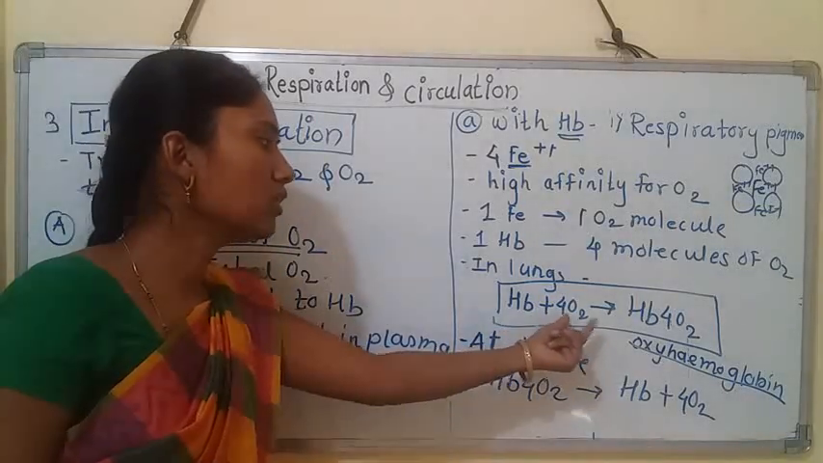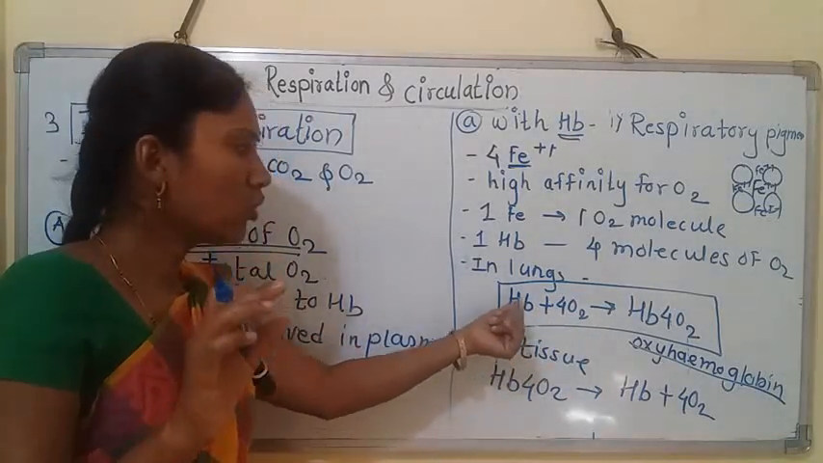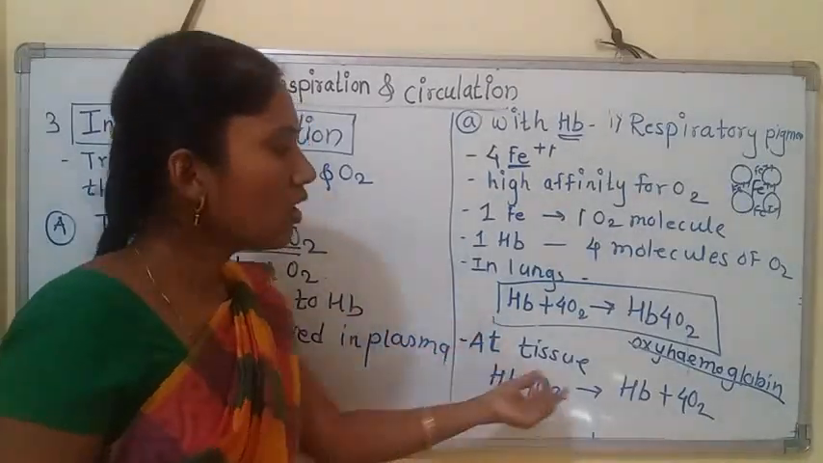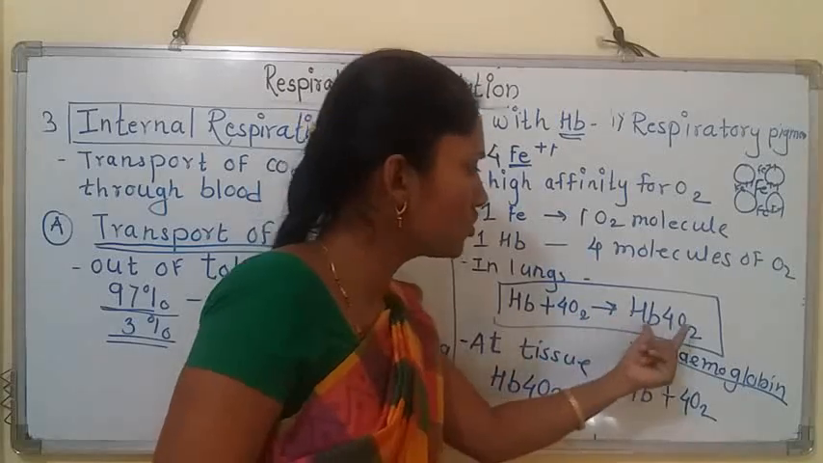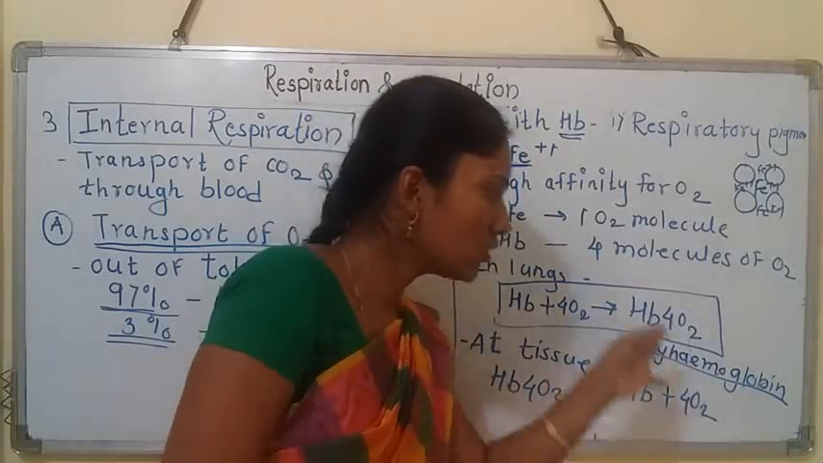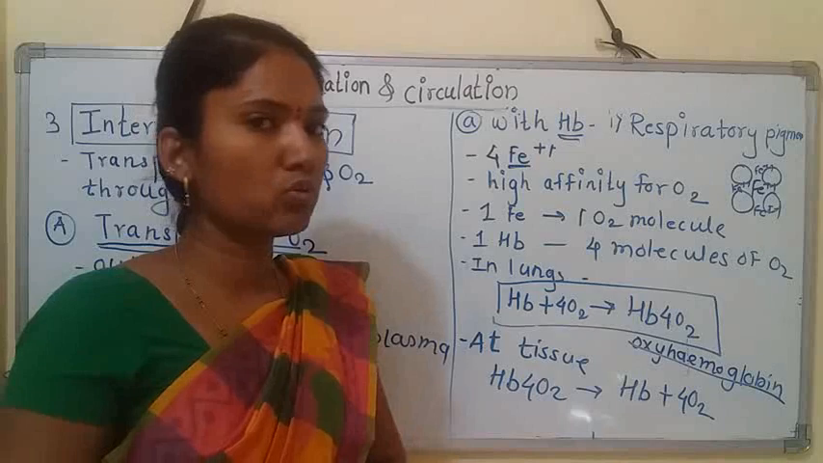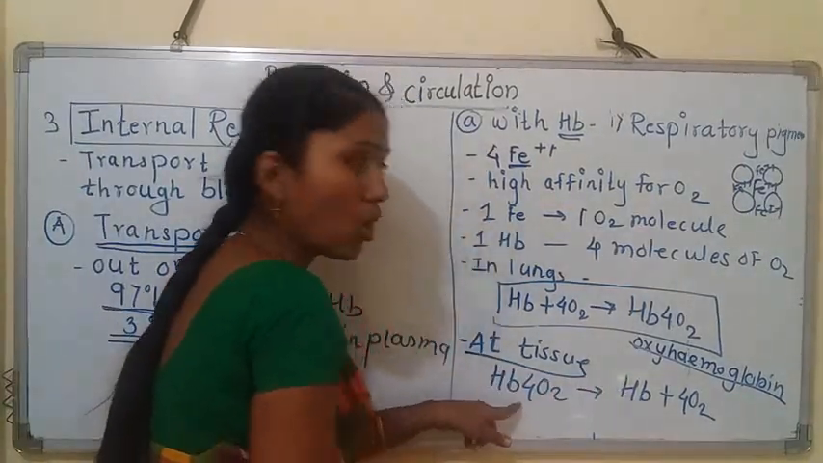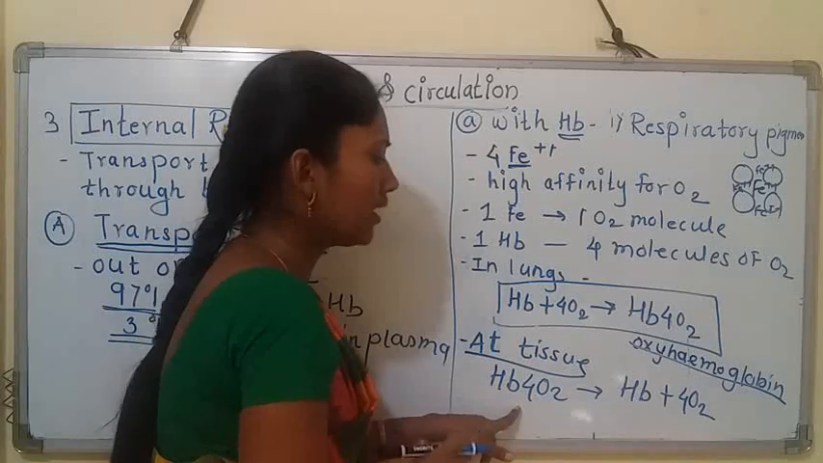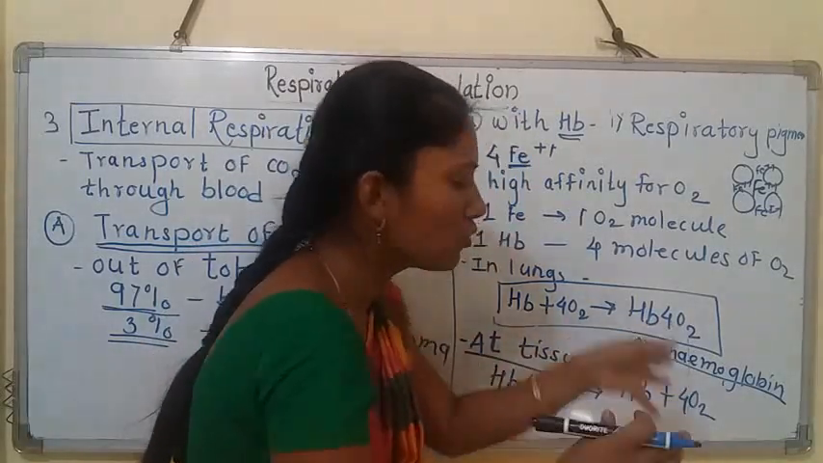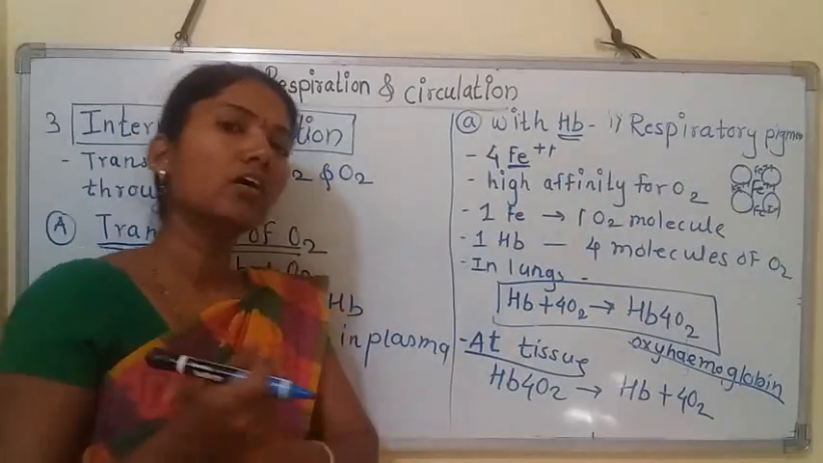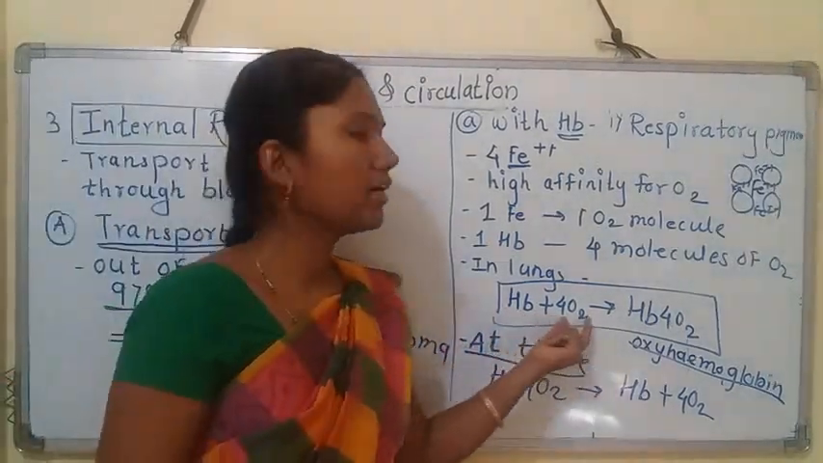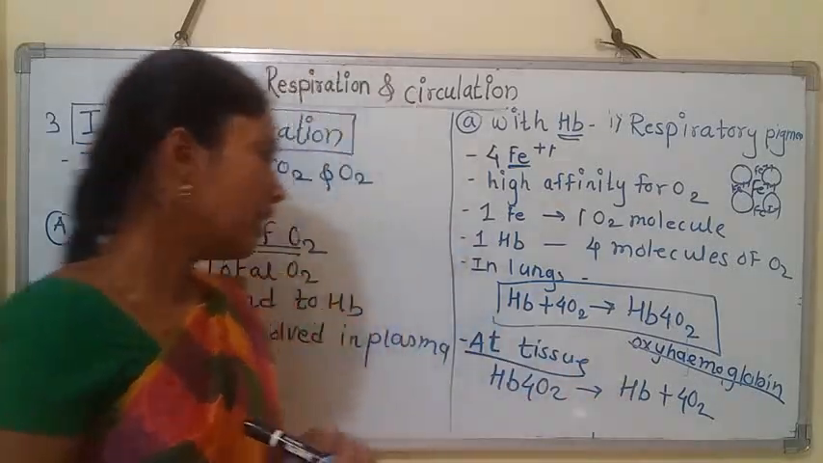Hemoglobin binds to the oxygen at the lung level, and when hemoglobin binds to the oxygen, we get oxyhemoglobin. Now this oxyhemoglobin is transported towards the tissue. Now what happens in the tissue? At the tissue level, that oxyhemoglobin should break and the oxygen molecule should be released inside the tissue. So see how it will happen, that hemoglobin will bind to the oxygen at the lung level and it will dissociate at the tissue level.